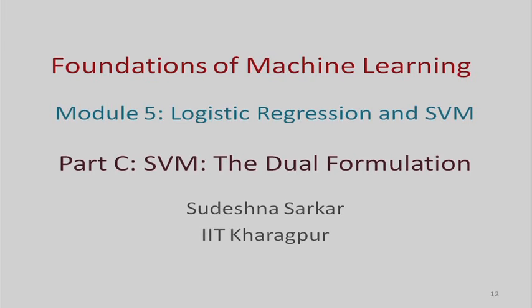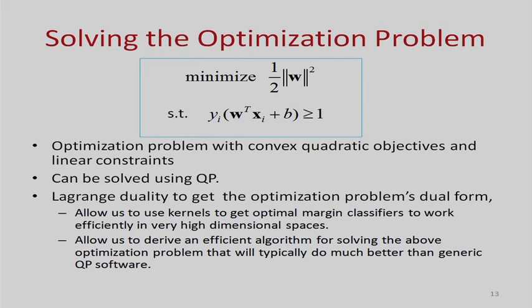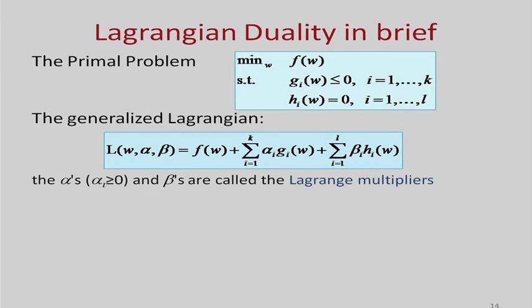Good morning. We will now talk about part C of this lecture, where we will look at the dual formulation of support vector machine. In the last class, we looked at the formulation of the optimization problem corresponding to support vector machine, where we have to minimize half W square. This is the convex quadratic optimization function subject to these linear constraints: yi (w^T xi + b) greater than or equal to 1 for all examples.